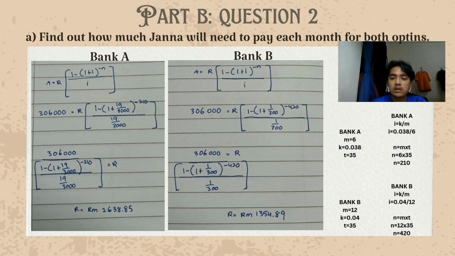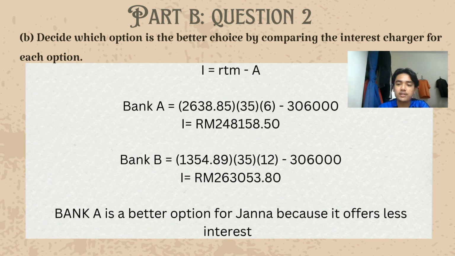Same goes for bank B. A equals 306,000 equals R, open bracket 1 minus open bracket 1 plus 1 over 300, close bracket, power of negative 420, over 1 over 300, close bracket. So just move the bracket to the left to get R, and use our calculator, and then we got R equal to RM 1,354.89 cents.